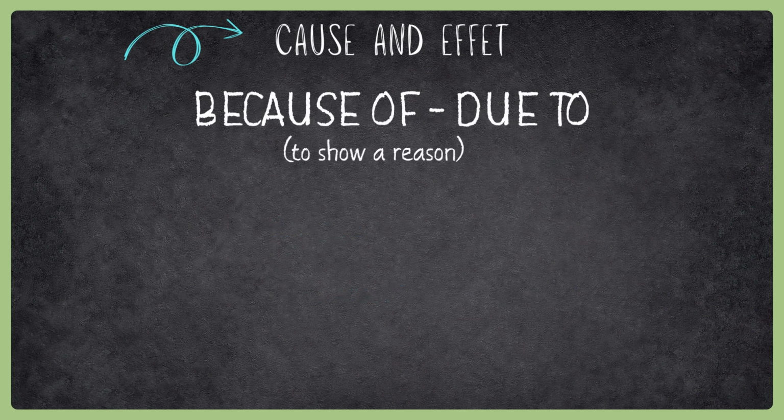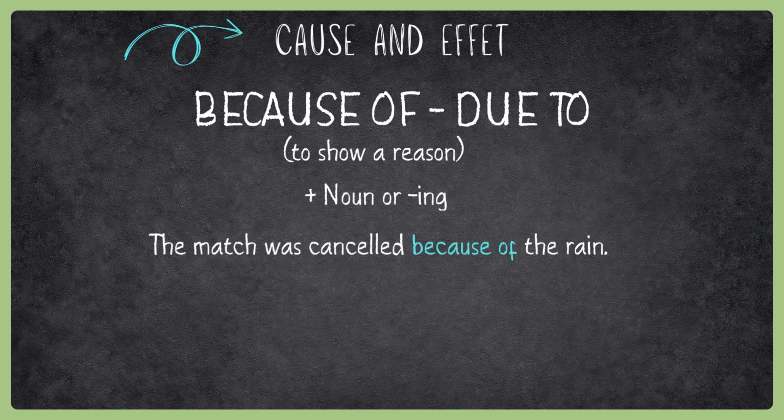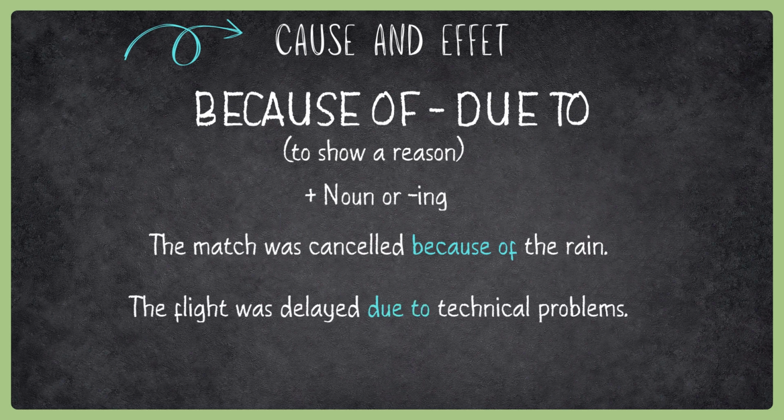Because of and due to, these are very common too, but they're followed by a noun or ing form, not a full sentence. The match was cancelled because of the rain. The flight was delayed due to technical problems. You can think of them as the noun versions of because or since.